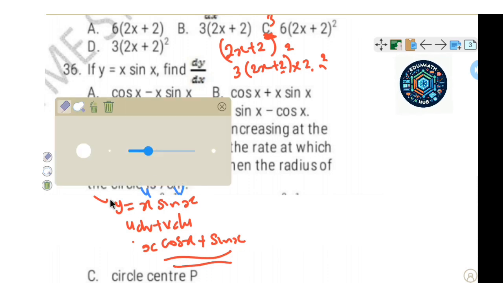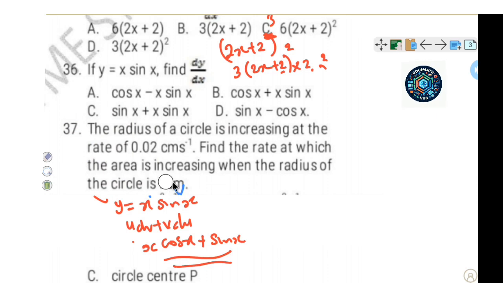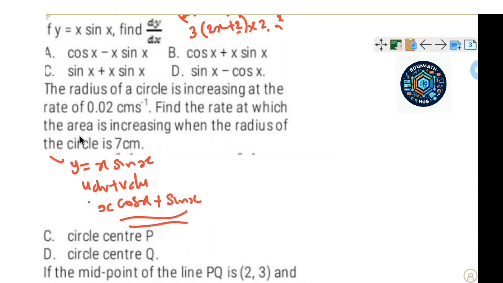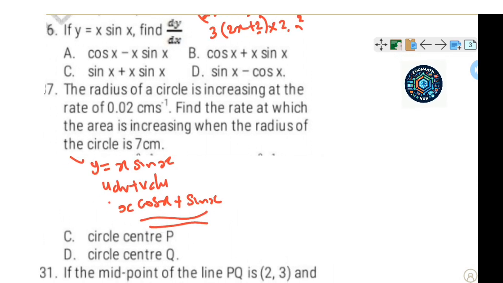So what you do is, this is application of differentiation. You know, when JAMB will test you on so many things. So the first thing to write is area of a circle. Area of a circle is pi r squared. So write A equals pi r squared.